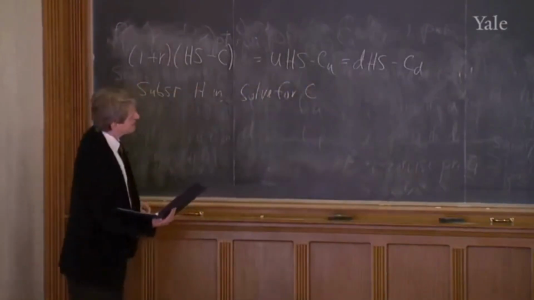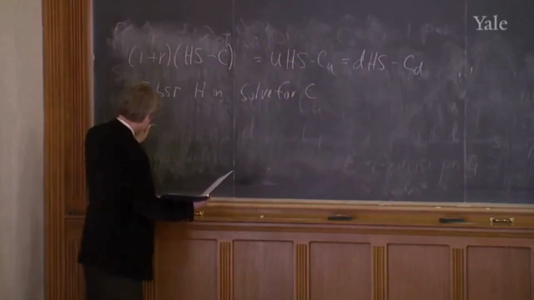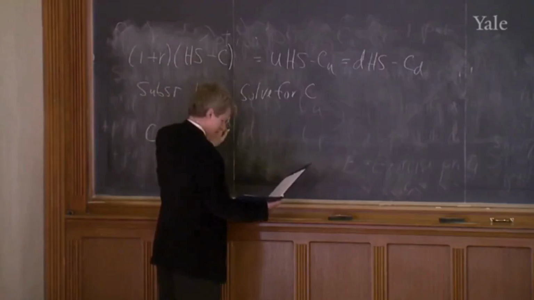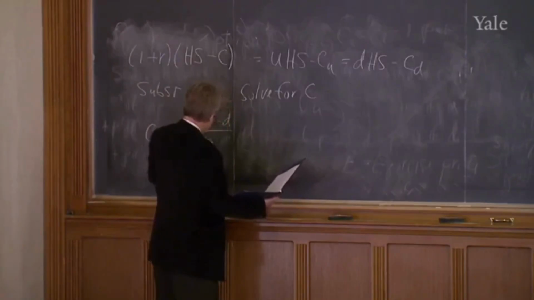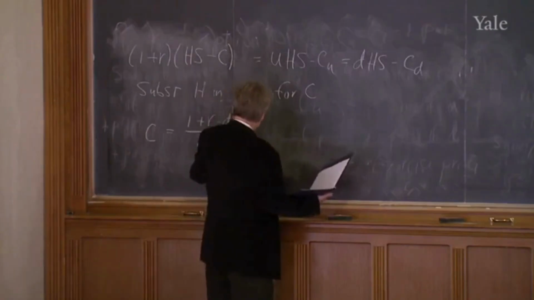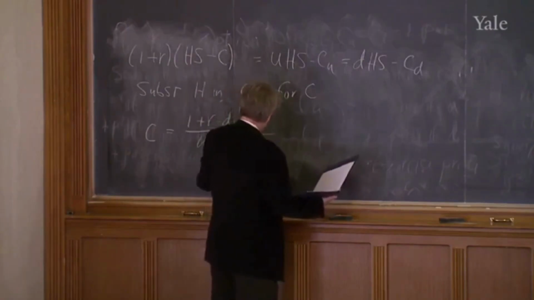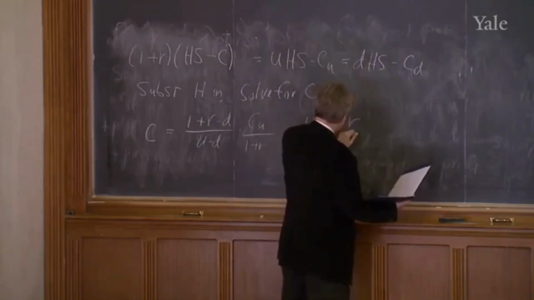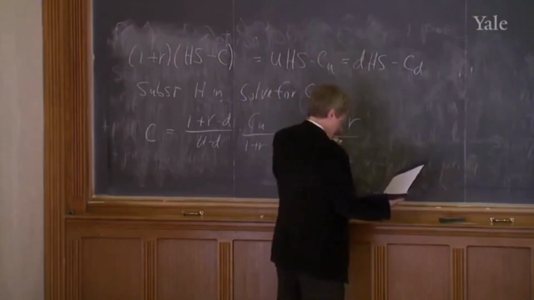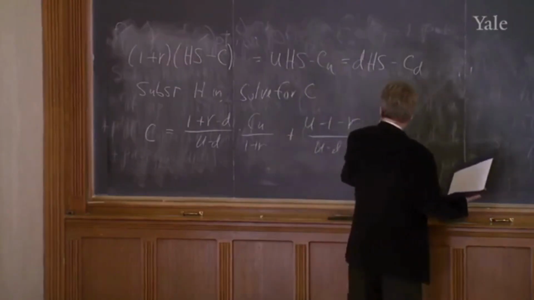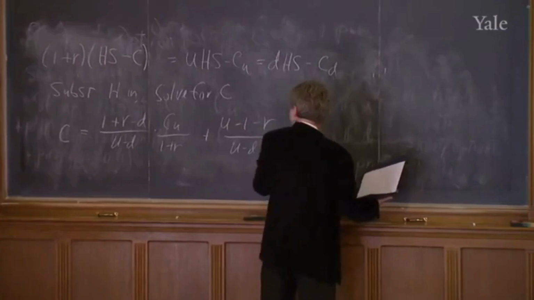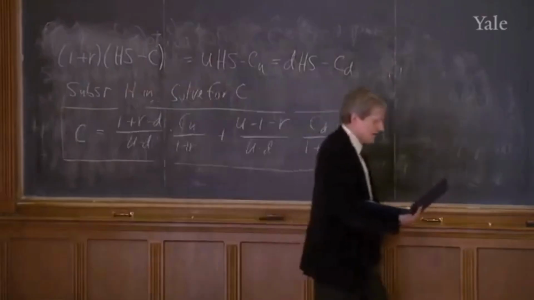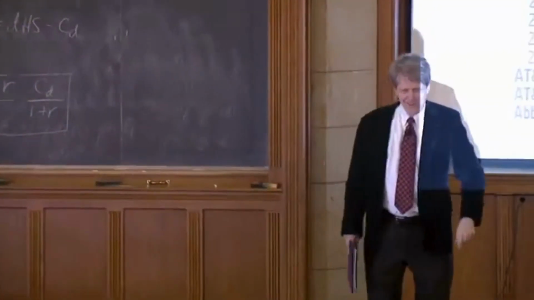Okay, and it's a little bit complicated, but I'll write it. The call option price has to equal (1 plus r minus d) all over (u minus d), times c sub u over 1 plus r, plus (u minus 1 minus r) all over (u minus d), times c sub d all over 1 plus r. And I'll put a box around that because that's our option price formula. Okay? Did you follow all that?